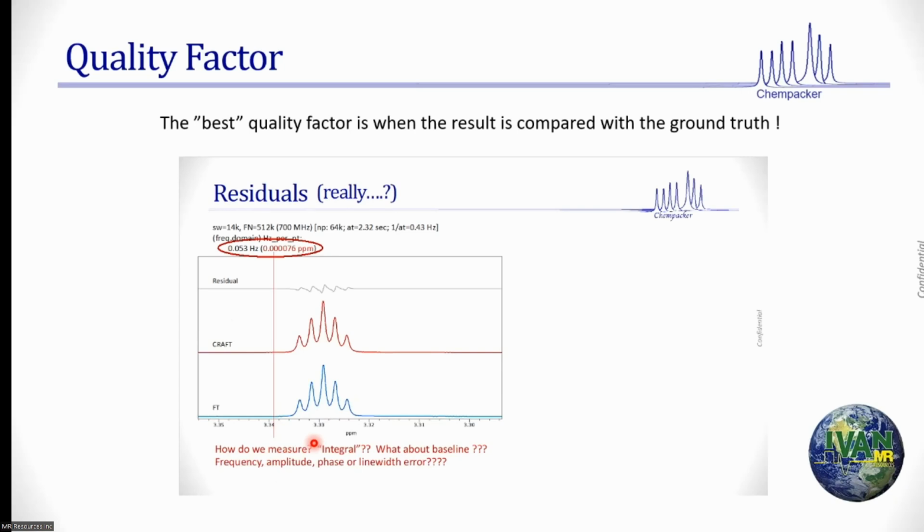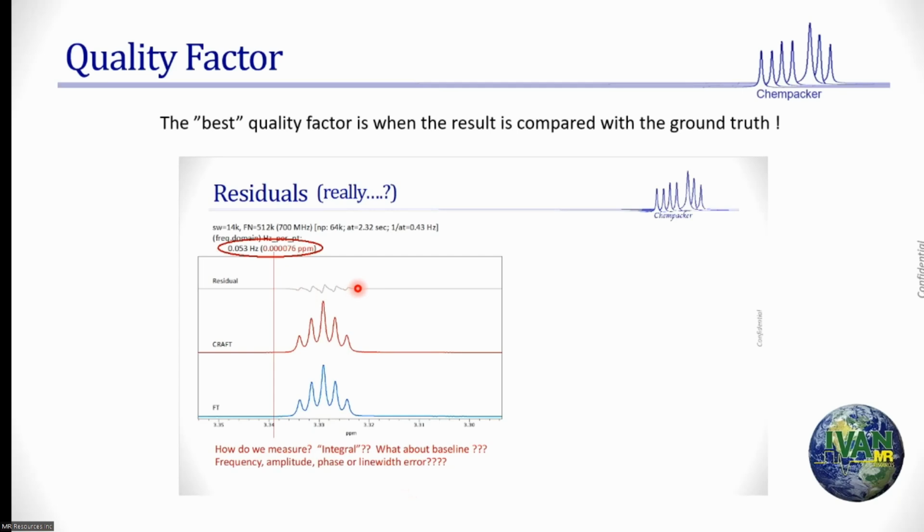Are we going to do an integral? Then what about phase? What about baseline? That's a residual, remember? It has all the baselines as your input FID. How do we measure that? Phase, or is this the error that you're seeing in there? You can see the error there. It's a residual error. Is it phase error? Is it amplitude error? Is it a frequency error?